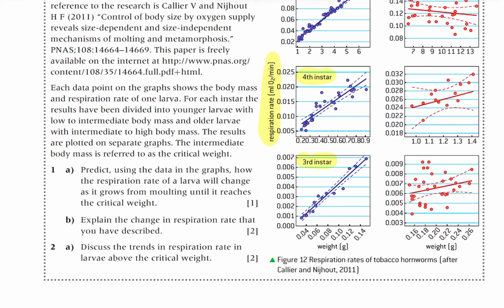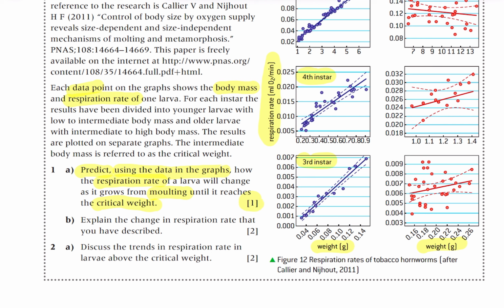To understand the graph, each data point shows the body mass on the x-axis, and on the y-axis is the respiration rate. It's divided into three stages: 3, 4, and 5. Now you have to predict, using the data in the graph, how the respiration rate will change as it grows from molting until it reaches the critical weight.